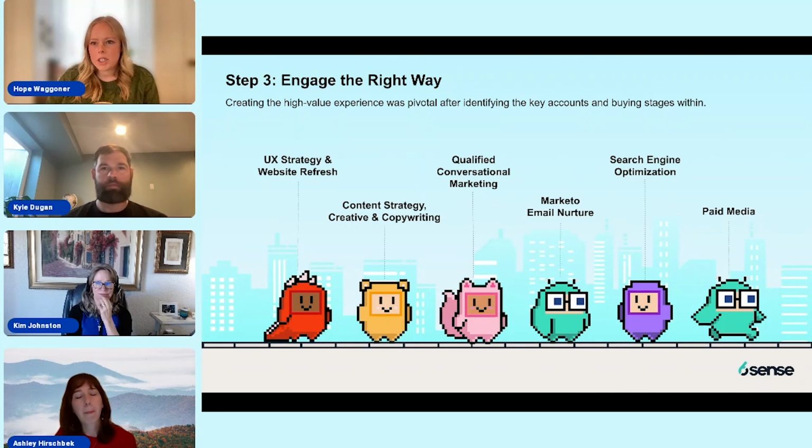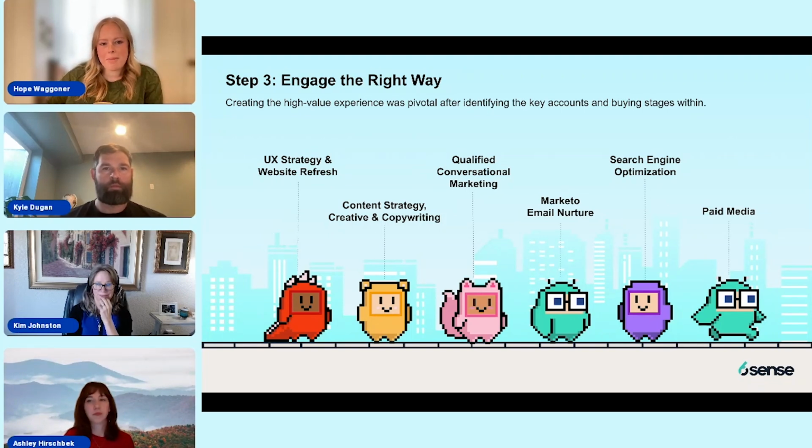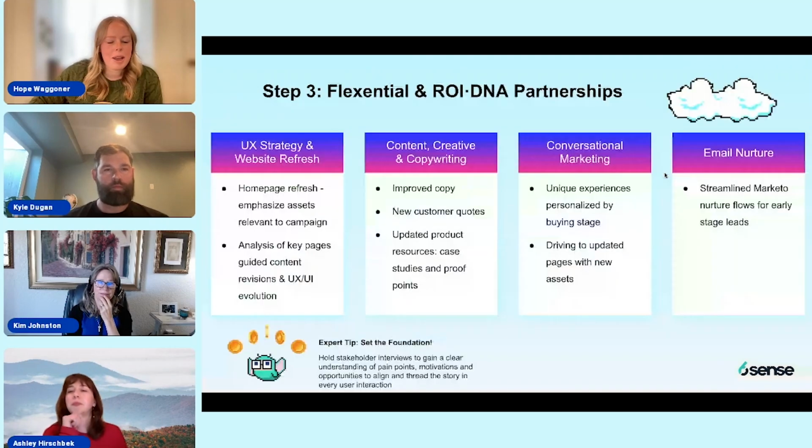We use Qualified as our conversational marketing opportunity. So when we're talking about how we are speaking to these clients, we can use that conversational marketing there. On Marketo, we also utilized a strong email nurture program. You'll hear me talk about this in a little bit, but really making sure that we were tailoring our email nurture program not just to our specific buying stages, but also to the channels we were reaching. Search engine optimization was also extremely important here, and then paid media, which I'll spend some time on in just a bit. So I sort of talked through a little bit of these already.